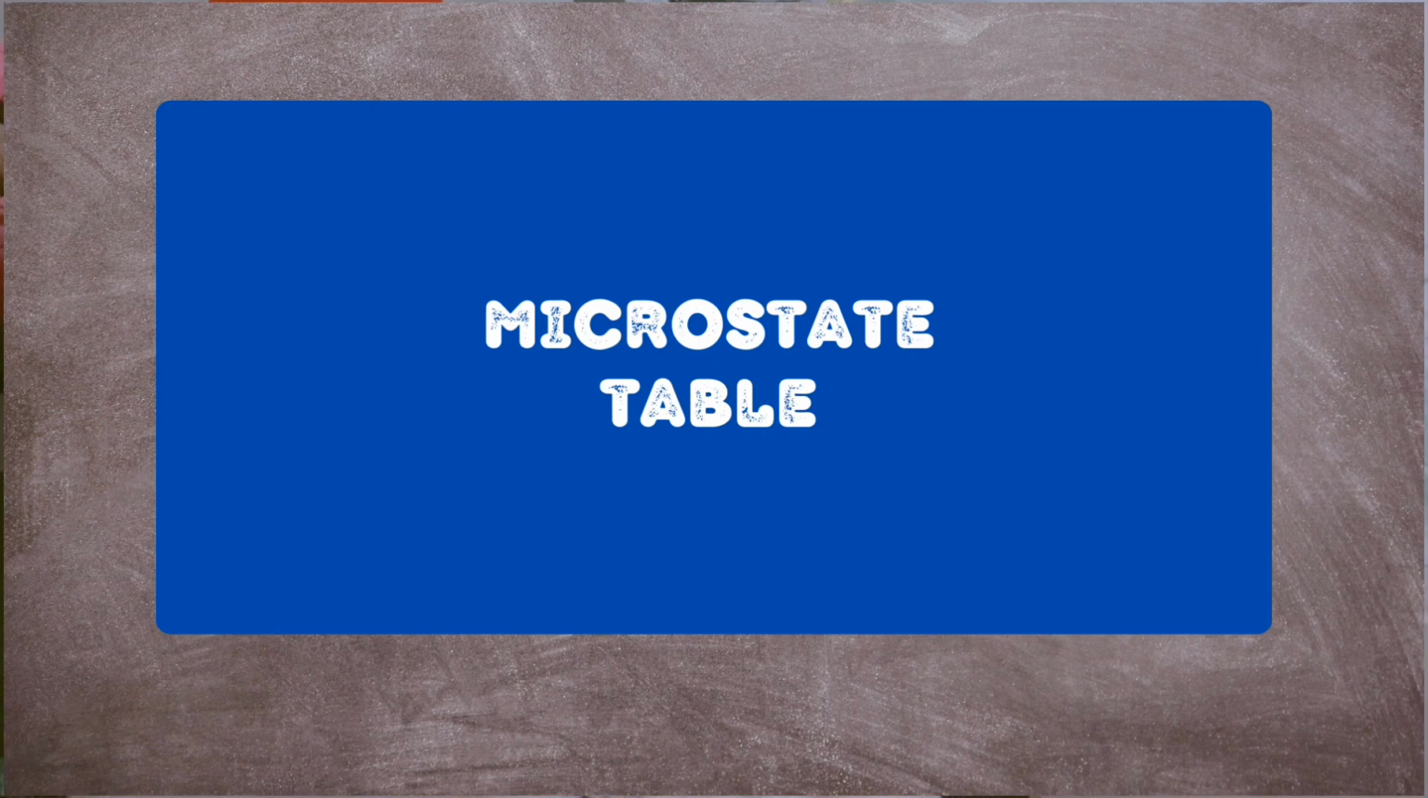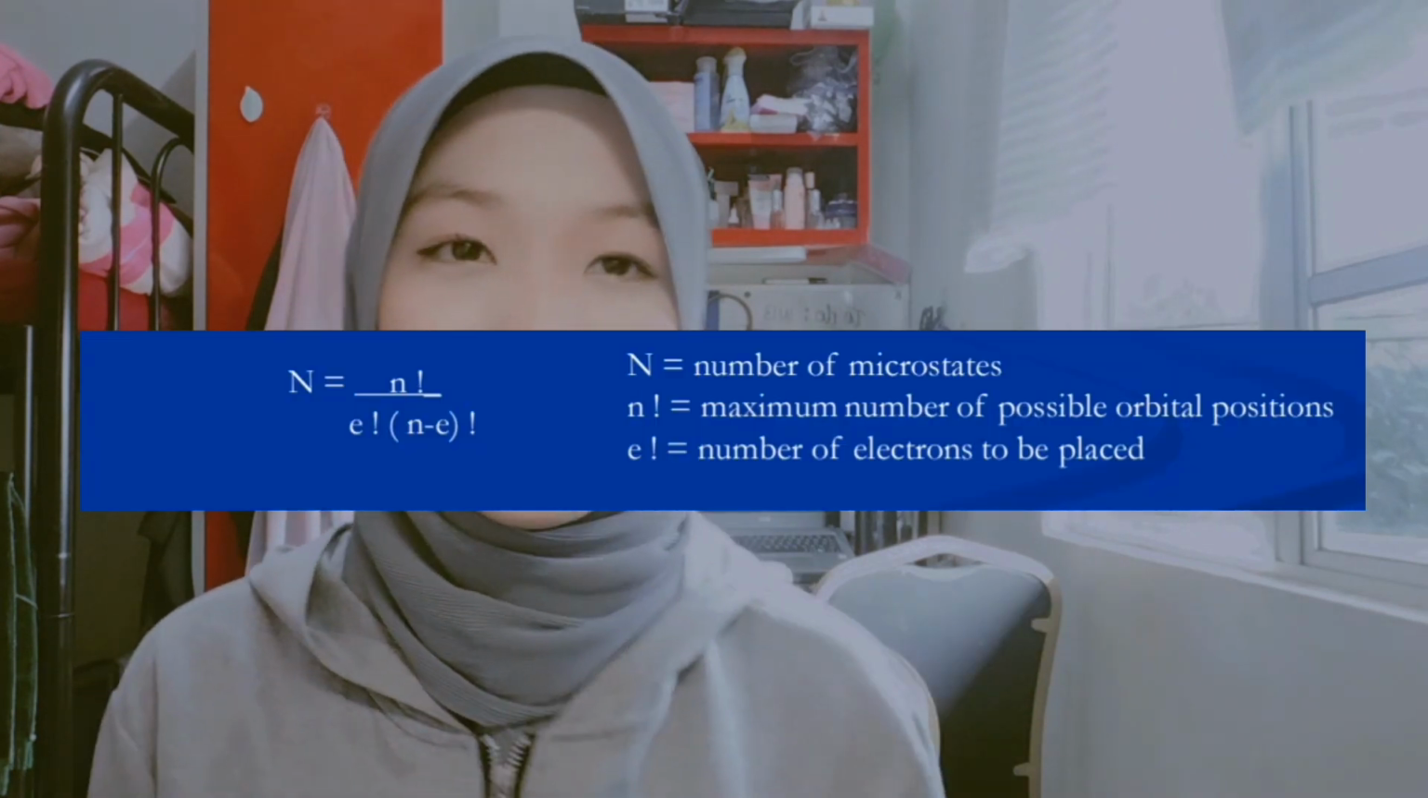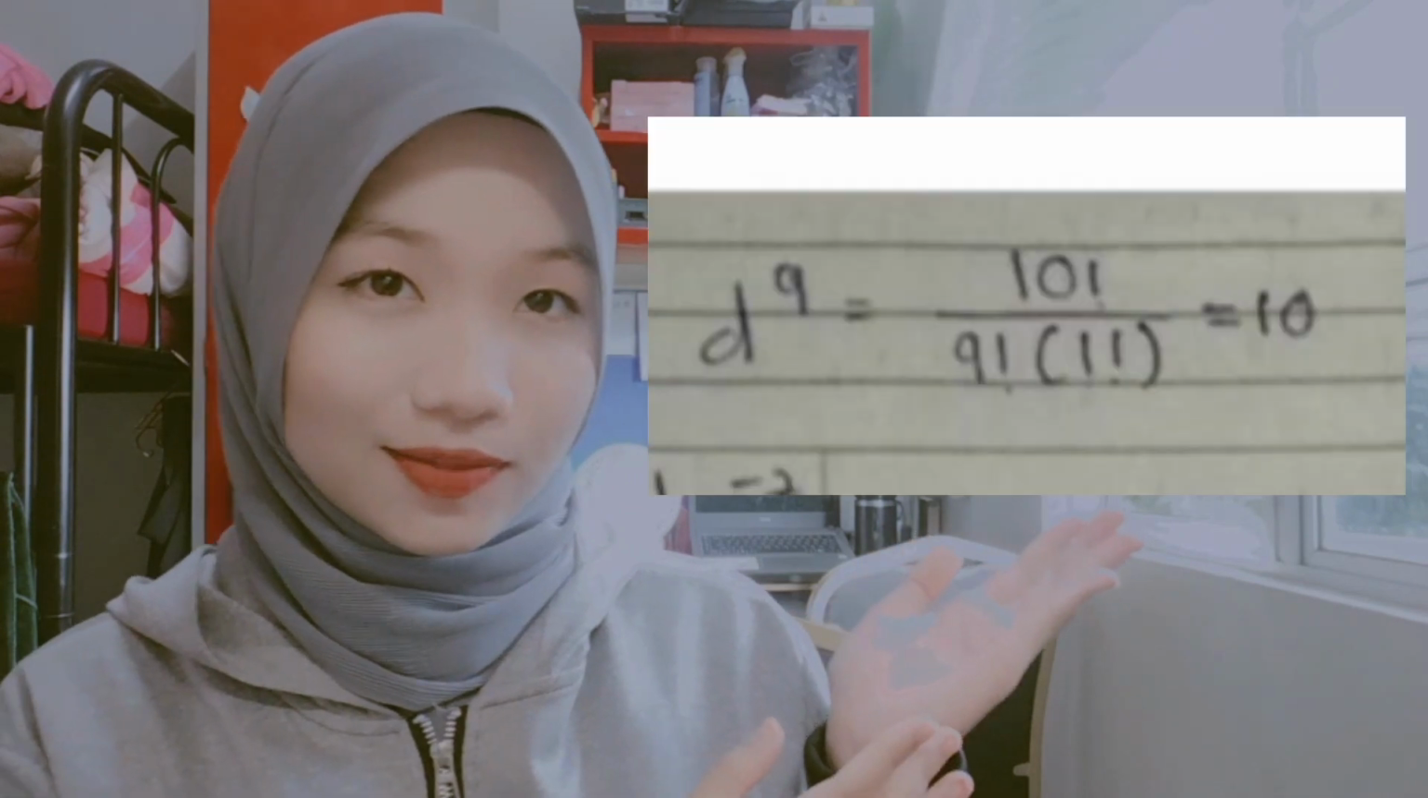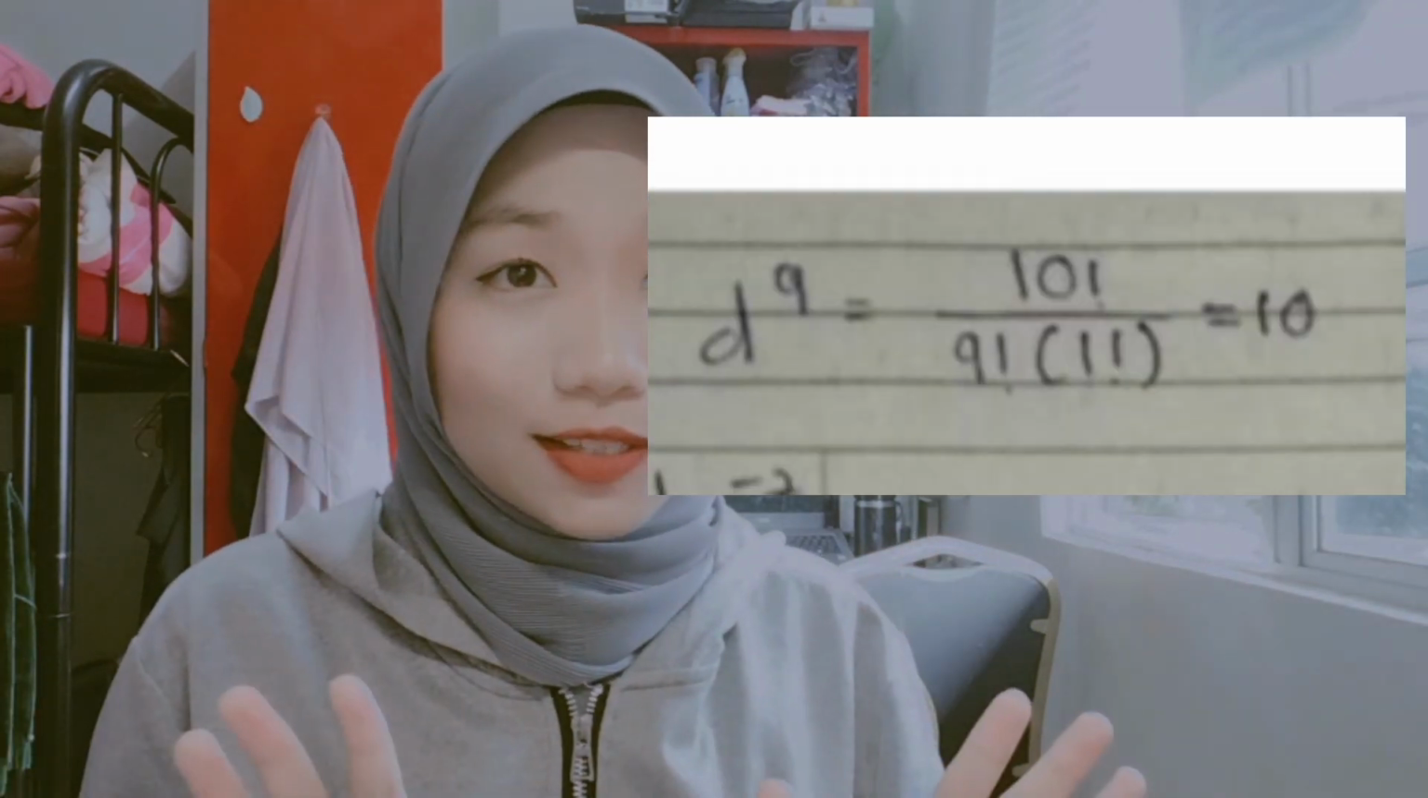Now we will move to the microstate table. How do I know my number of microstates? I will use this formula to find n. I have d9 as my orbital, so I will do this calculation. As a result, I have 10 microstates.